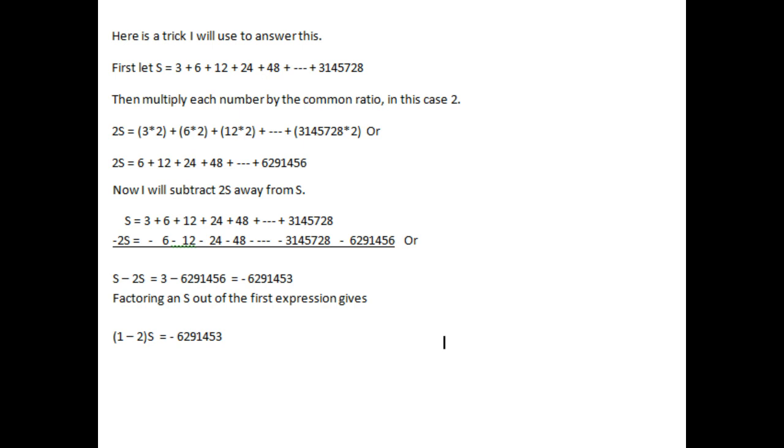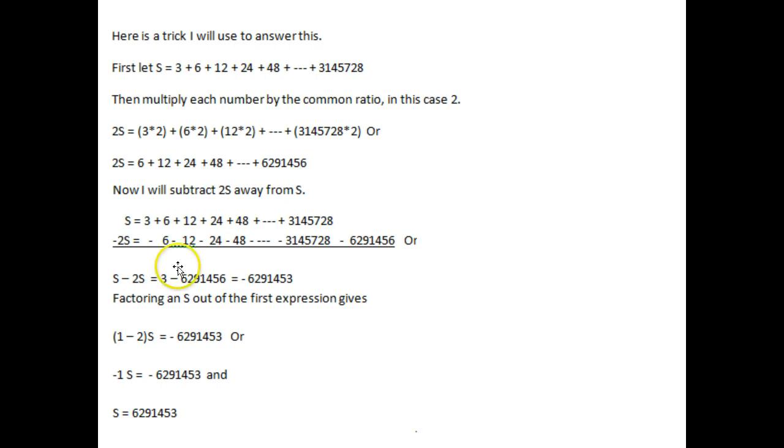So S minus 2S is equal to negative 6,291,453. Then looking at the left-hand side of the equal sign, I'm going to factor out an S. I get a 1 minus 2, which is a negative 1. So negative 1 S equals negative 6,291,453. And then multiplying both sides by negative 1, I get S is equal to 6,291,453.